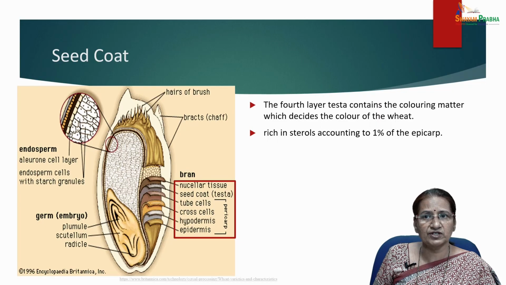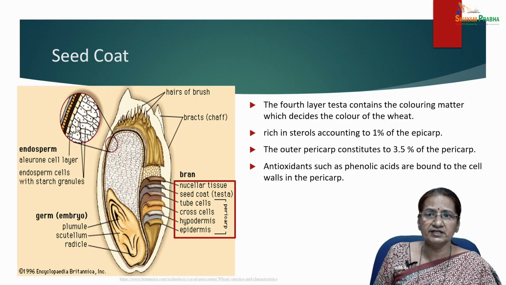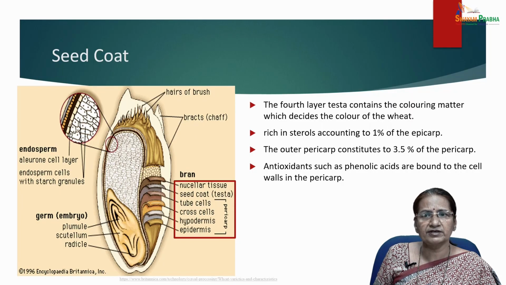It is rich in sterols, accounting to 1% of the epicarp. The outer pericarp constitutes 3.5% of the pericarp. Antioxidants such as phenolic acids are bound to the cell walls in the pericarp.